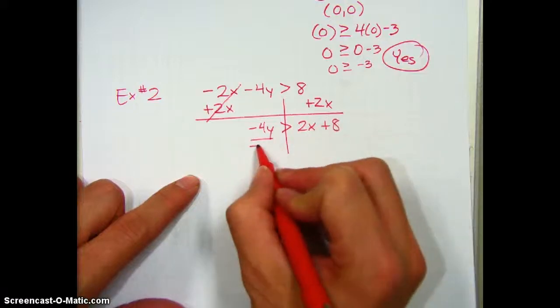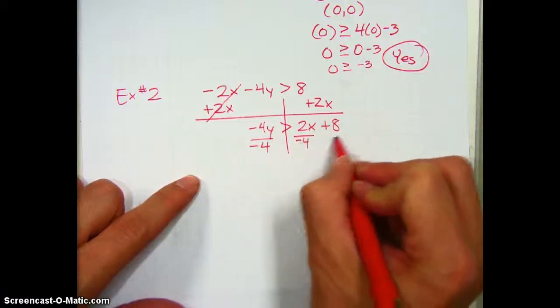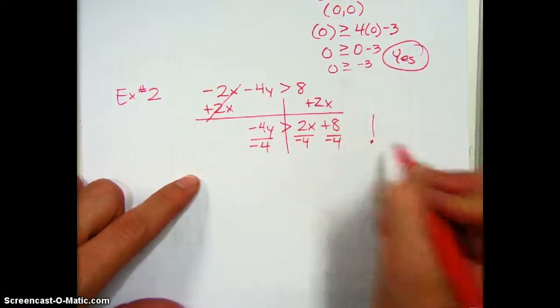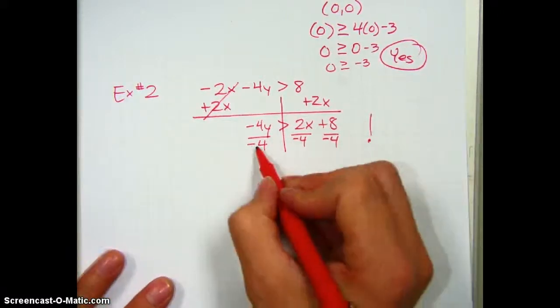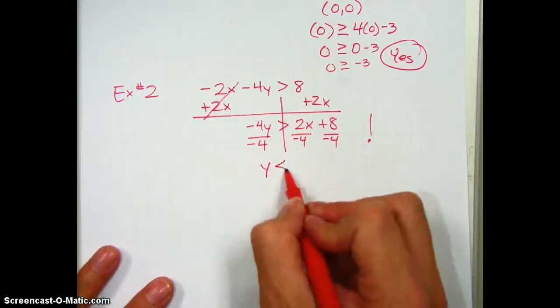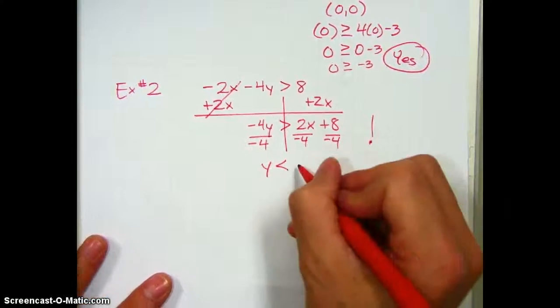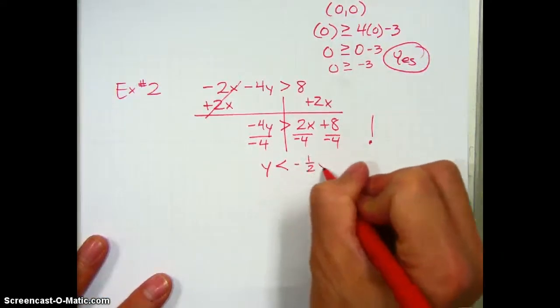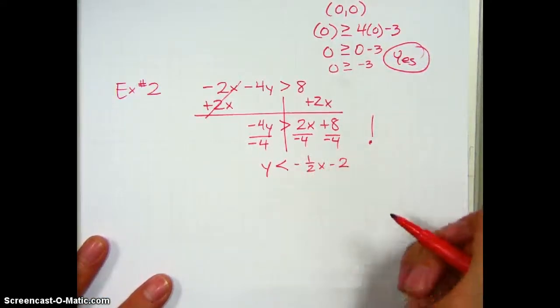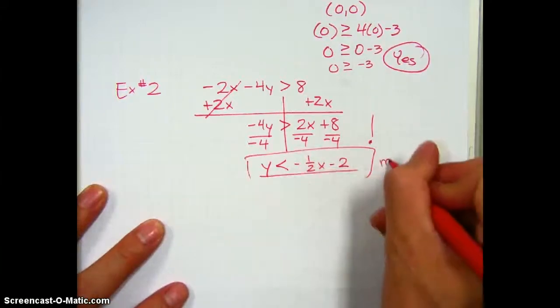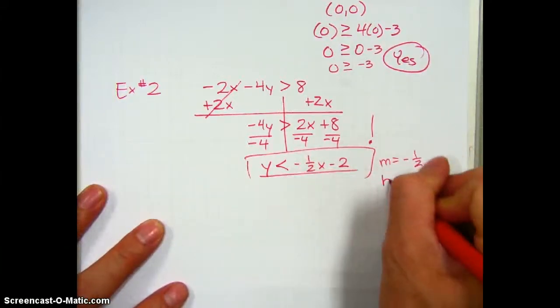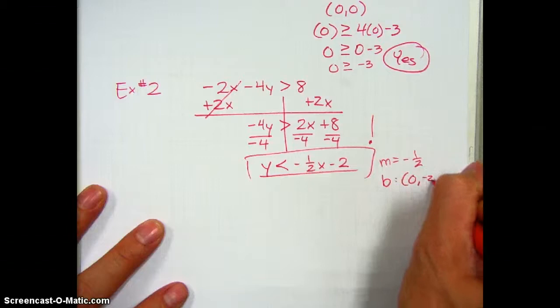Now I'm going to divide by negative 4. Uh-oh. Dividing by negative 4. That should raise a red flag. That should help you remember that when you divide by a negative, you actually switch the way that the inequality symbol is going. Simplify the rest. Okay, that's an important one. Switch when dividing by a negative. Alright, so now I've got to this point. Now you can tell me that my slope is negative 1/2 and that my y-intercept is 0, negative 2.